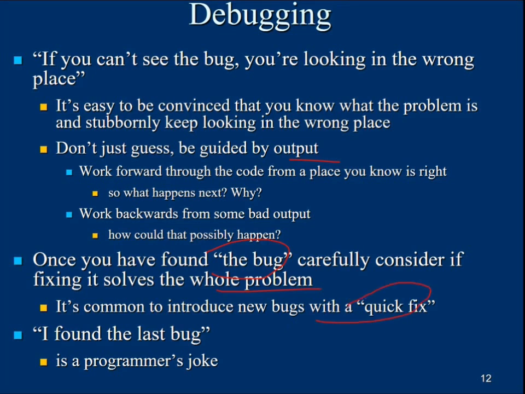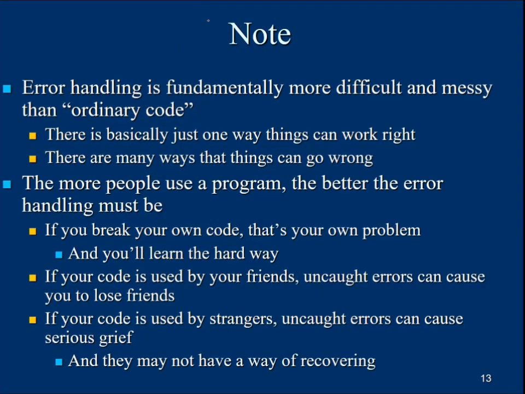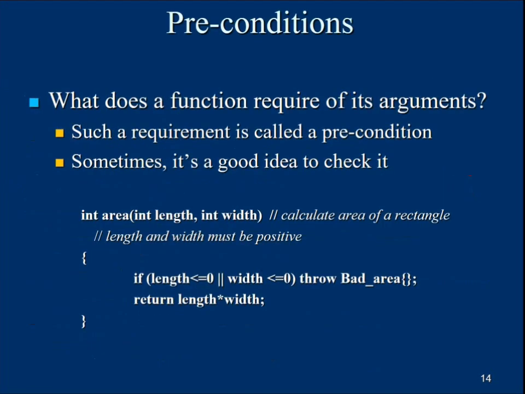This is called a quick fix, but if you say I found the last bug, it's not worth it, because fixing a bug can result in another bug. So you have to check sequentially. Error handling is fundamentally more difficult and messy than ordinary code, because I said SDLC. In SDLC, most of the time is taken in testing and debugging. So the more people use a program, the better the error handling must be. Otherwise, your code will not be used.